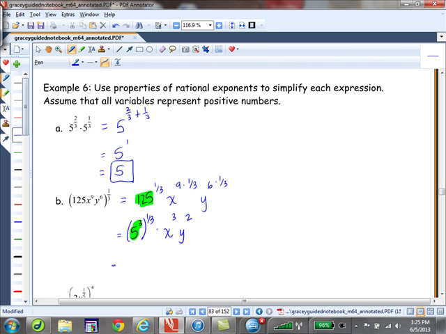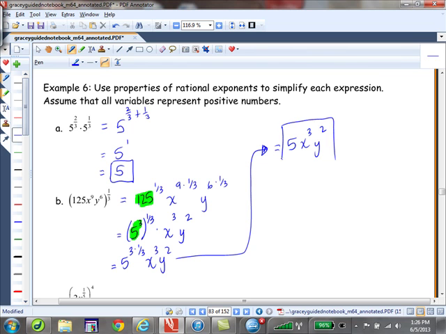Well, do you see this will just be 5 to the 1 because we're doing 3 times 1/3, times x cubed y squared. So we will get 5 to the 1, which is 5, x cubed y squared. And that's our end result.